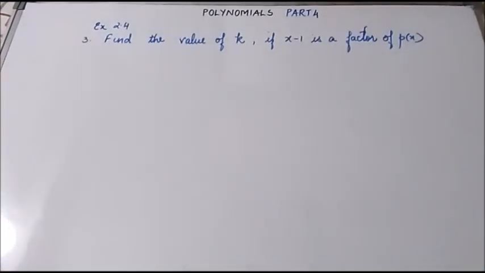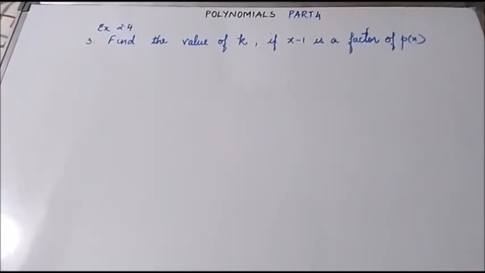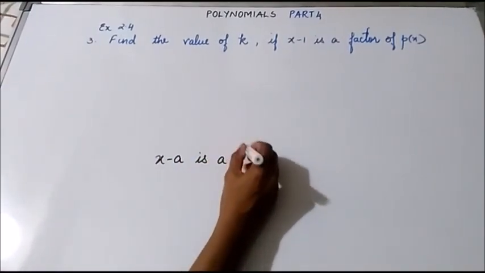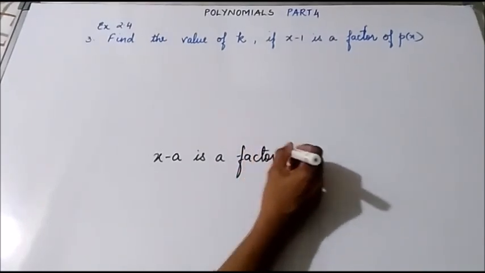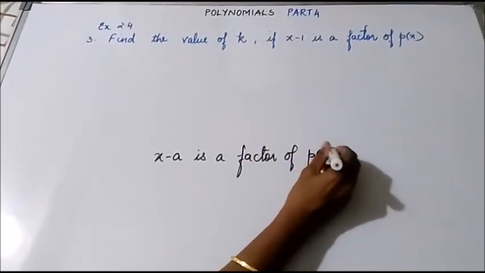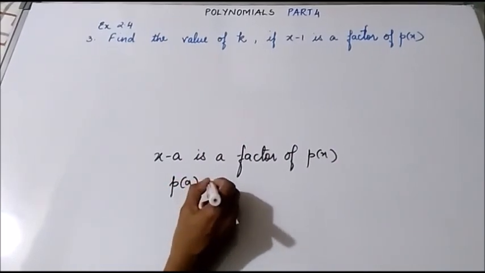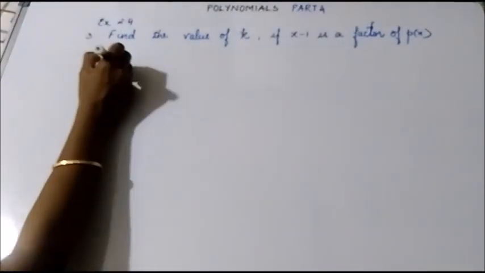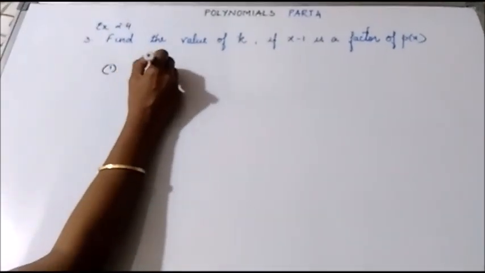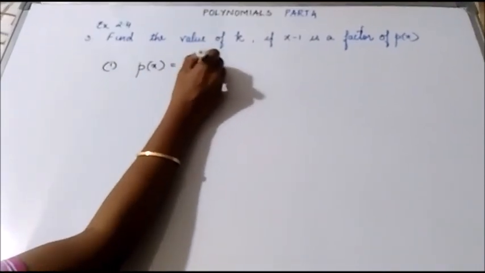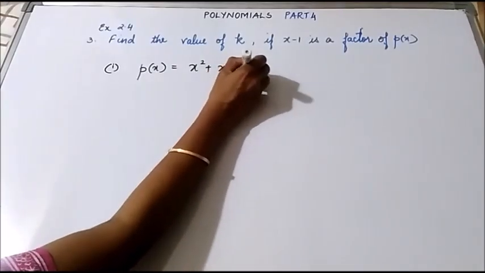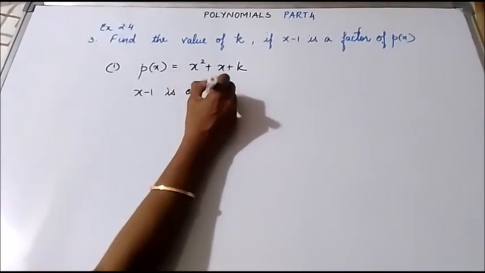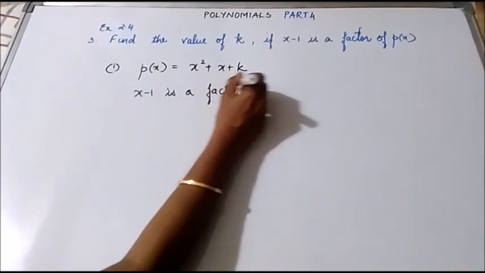Let us do question number 3. Find the value of k if x minus 1 is a factor of p of x. Now in factor theorem what we had learned? If x minus a is a factor of p of x, then p of a, that is the remainder, will be equal to 0. We are going to use this here. Okay, let us do in this the first question. The polynomial is given as x square plus x plus k. It is given to us x minus 1 is a factor of p of x.